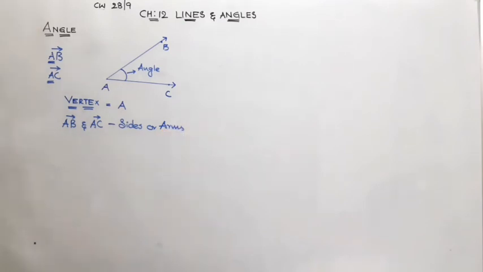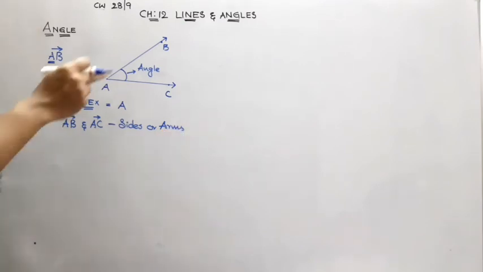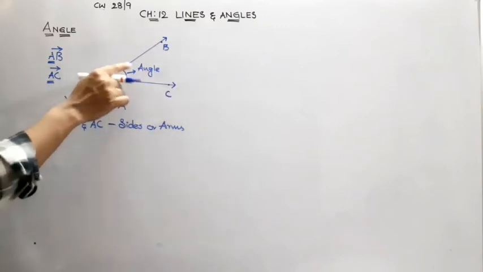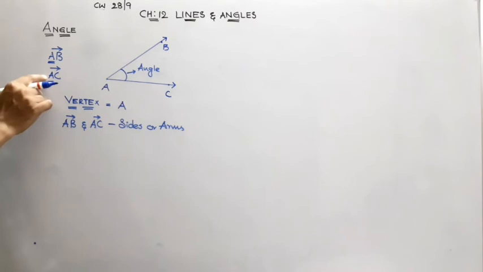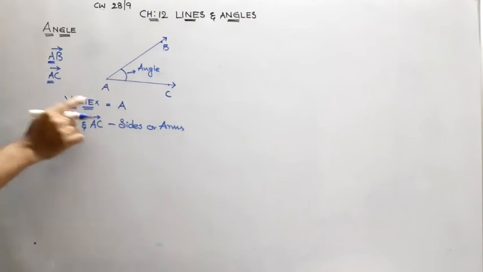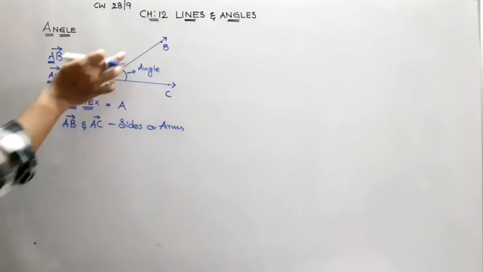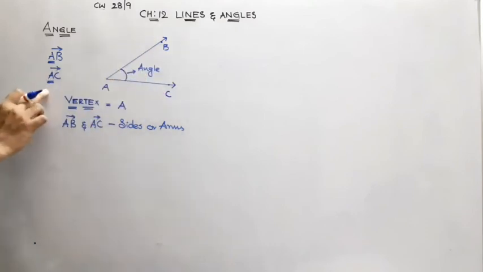Sides or arms of the angle. So when someone gives you an angle and asks what the vertex is, we have to check the common point for both the given rays and name that as the vertex. And the arms mean the individual rays, which we call sides or arms of the angle.